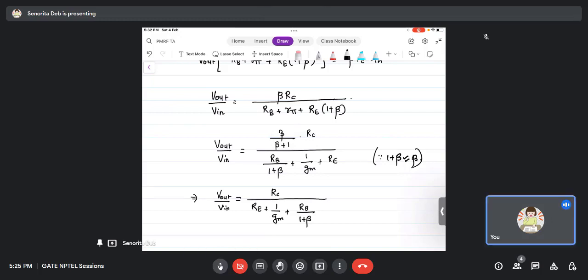So I was silently doing it so that I can find out if you guys are also able to do it or not. So I've solved it and I'm coming with this answer of voltage gain. Please check it with your answer.